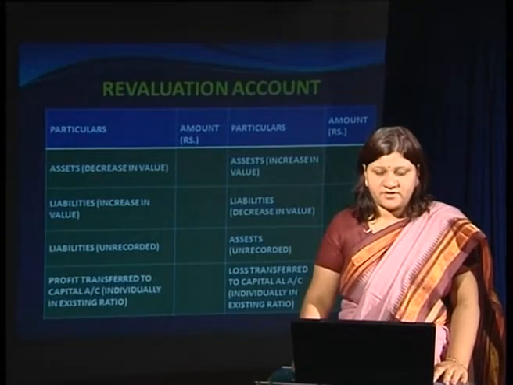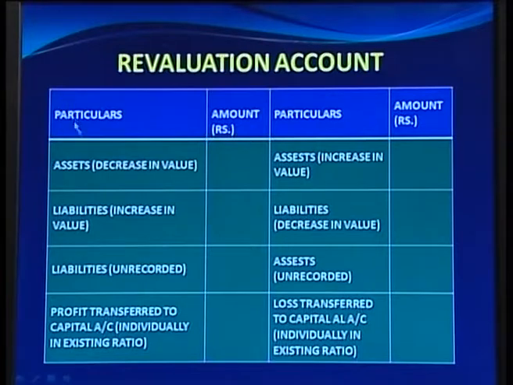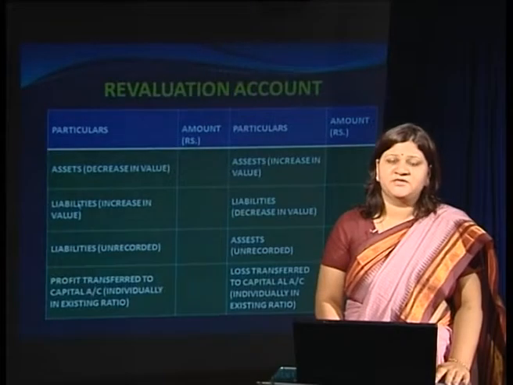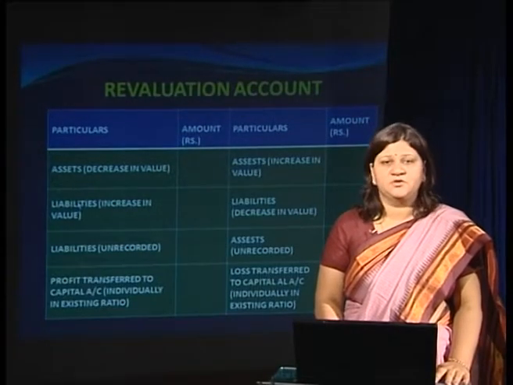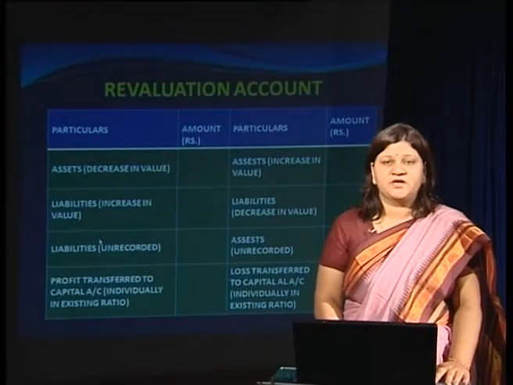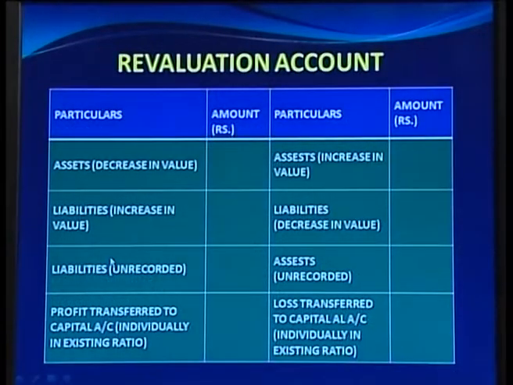So this is a format where we have recorded the decrease in the value of assets on the debit side. Similarly, increase in the value of the liabilities is recorded on the debit side. If we come across certain unrecorded assets and liabilities at the time of admission of the new partner, the same has to be accounted for. Where the liabilities are unrecorded, they are shown on the debit side of the revaluation account.